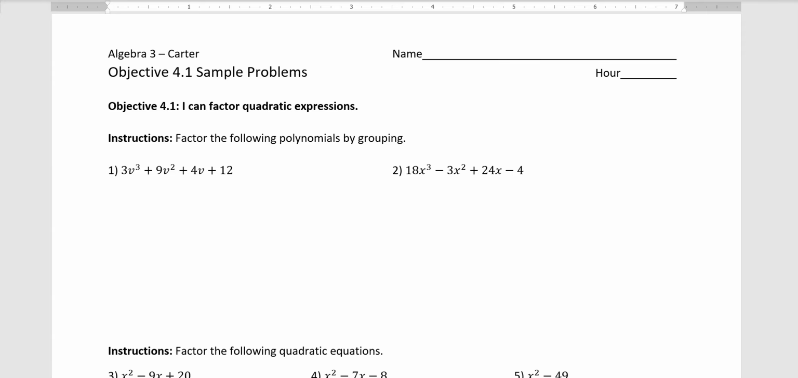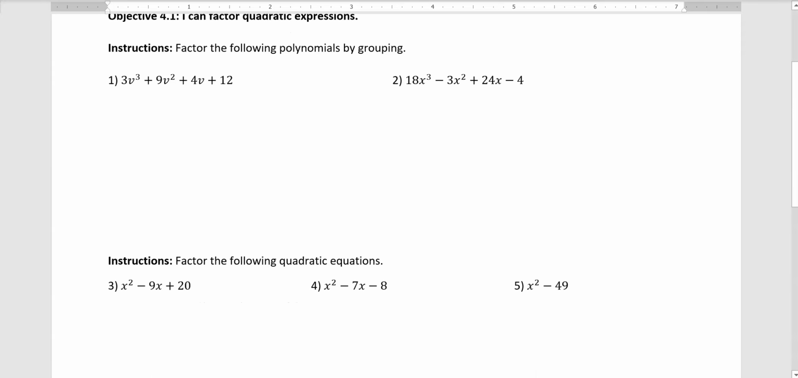To make sure we're feeling comfortable, first let's make sure we're feeling good with grouping. Let's look at number 1 here. Remember, 4 terms, split it into 2 binomials that we're going to factor out the GCF of.